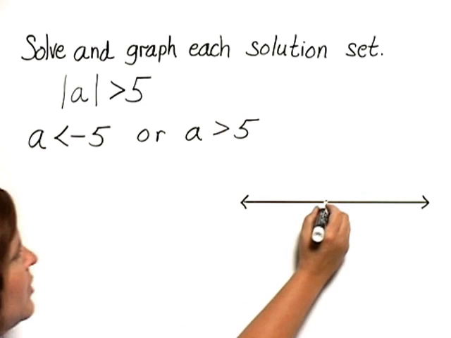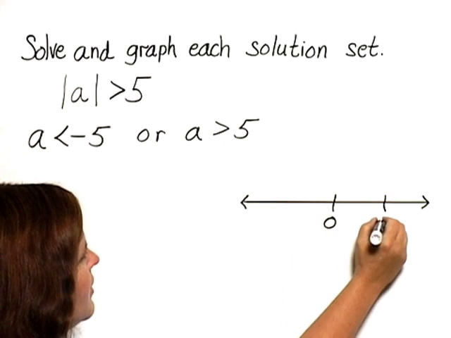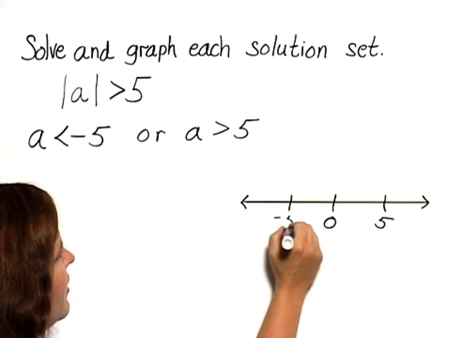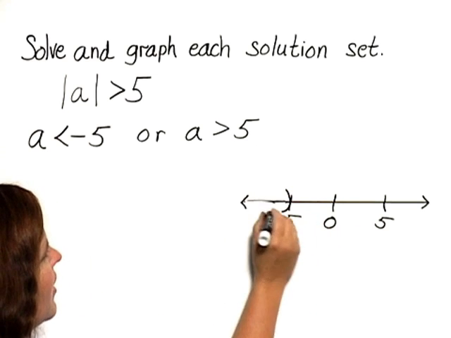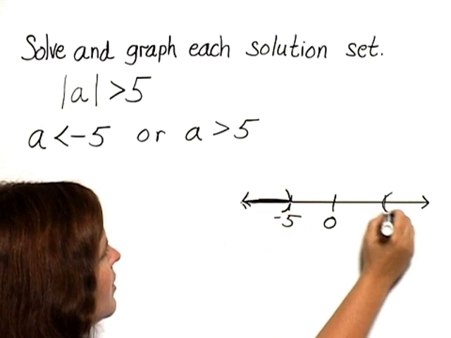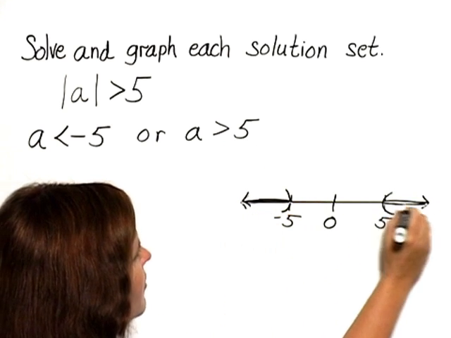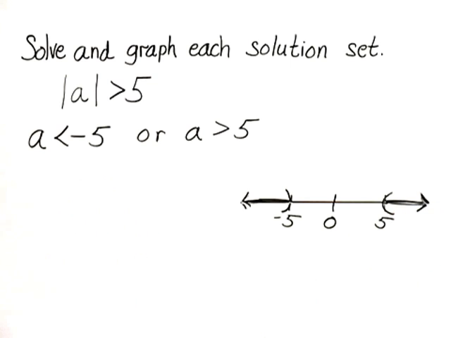To graph that, we would mark on the number line a 5 and a negative 5, and graph the interval that is less than negative 5, the interval that is greater than positive 5, and the solution set would be the union.